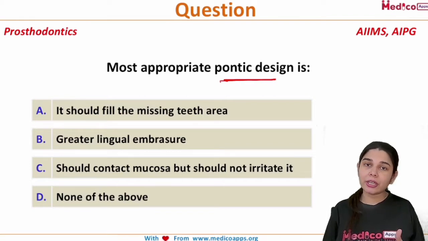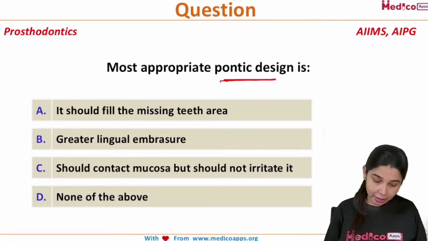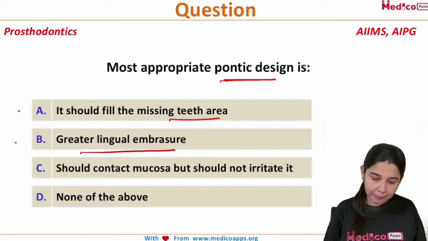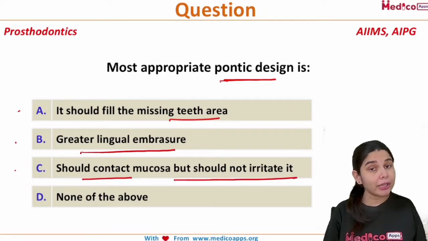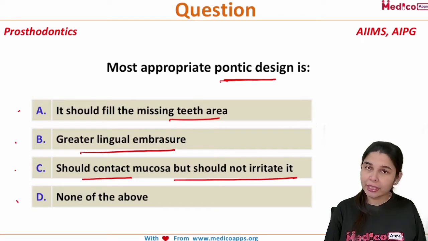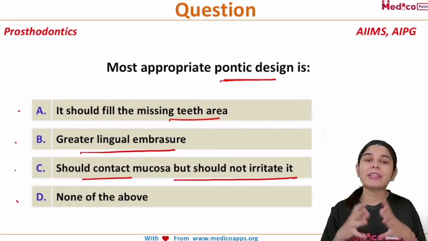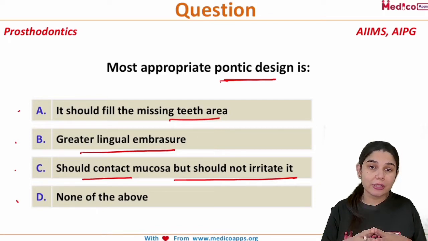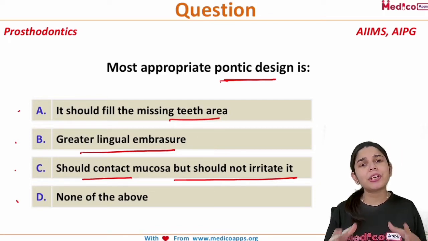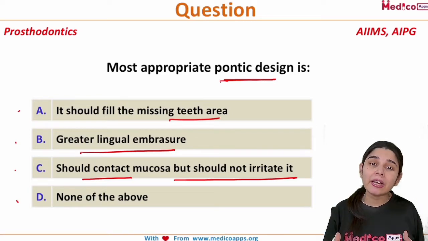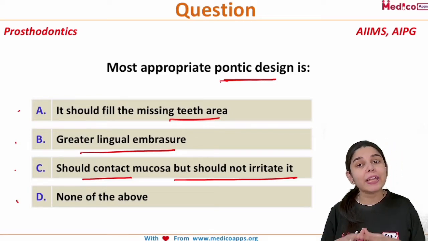The options related to this question are: option A, it should fill the missing teeth area. Option B, greater lingual embrasure. Option C, should contact mucosa but should not irritate it. And option D is none of the above. So let's start by understanding what exactly this question means. This question is asking you about the ideal requirements a Pontic design should have.